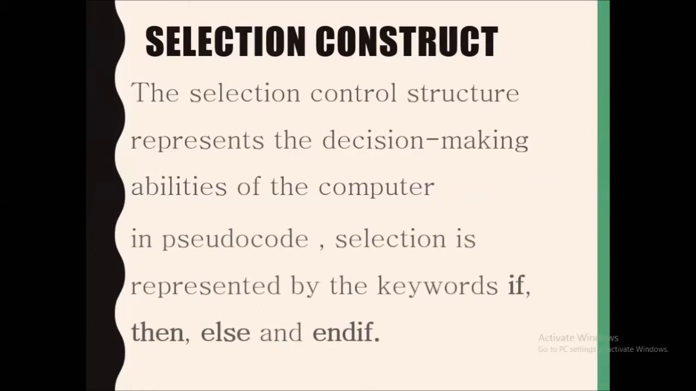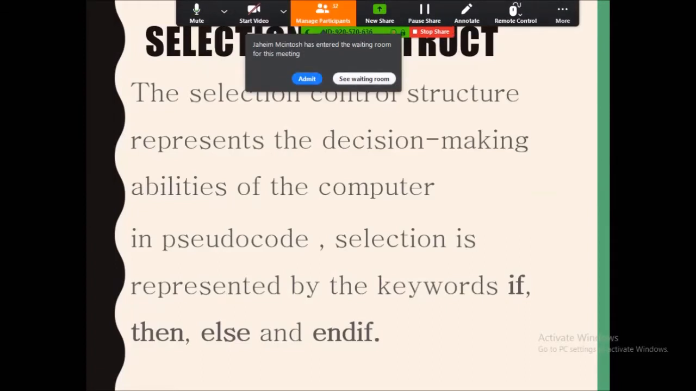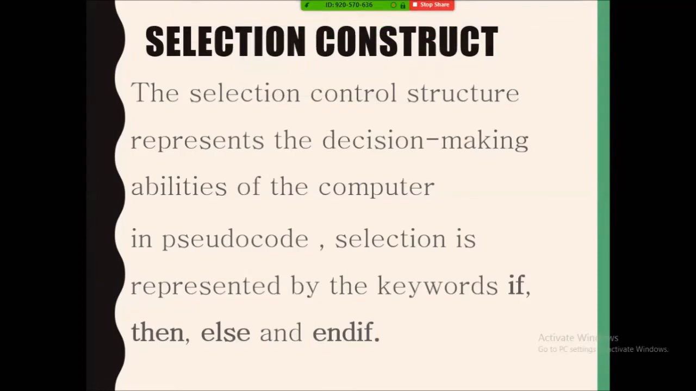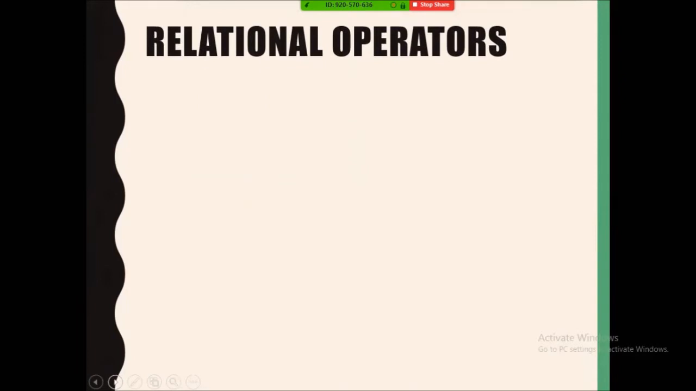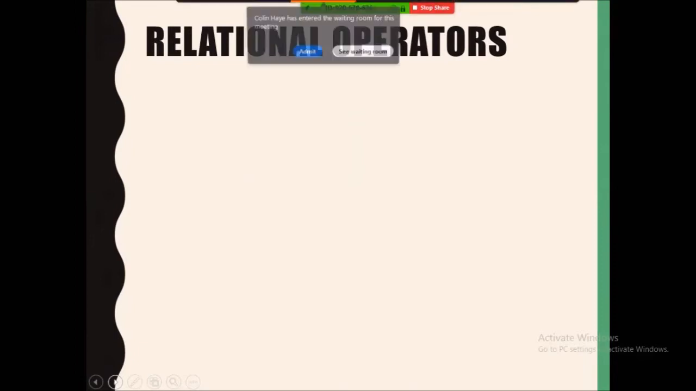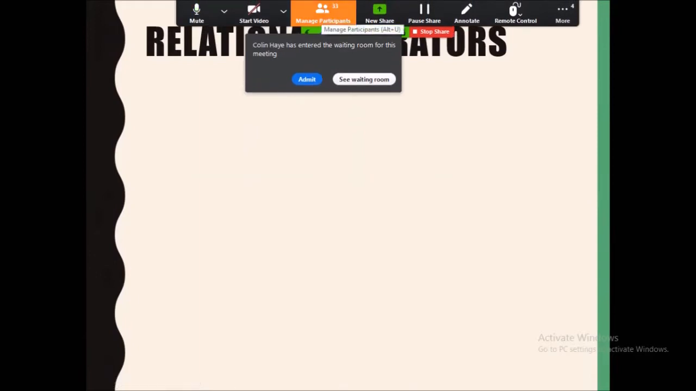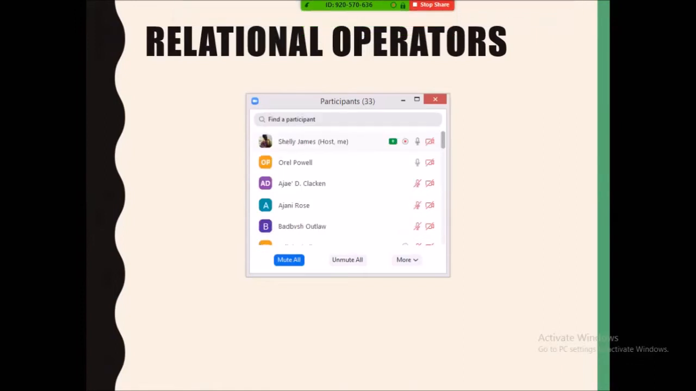Now, keywords that are used in the selection control structure, we have if, then, else, and if. Depending on the type of selection control structure, you won't use all, but the basic terms are if, then, else, and if. All right, so when we're looking at the selection control structure, these are operations of the ALU. ALU works on mathematical operations, which includes logical operations. Logical operations are your selection control structures.